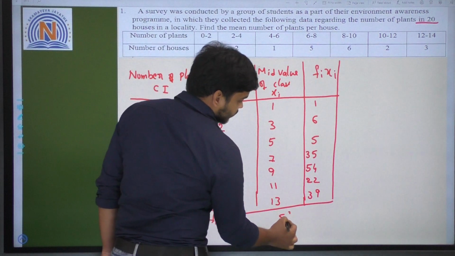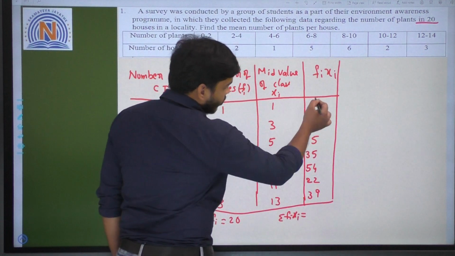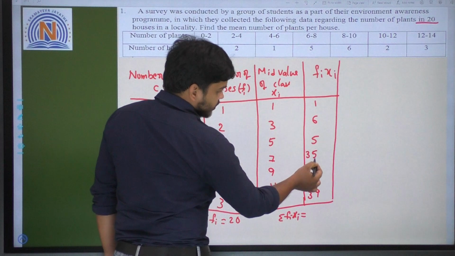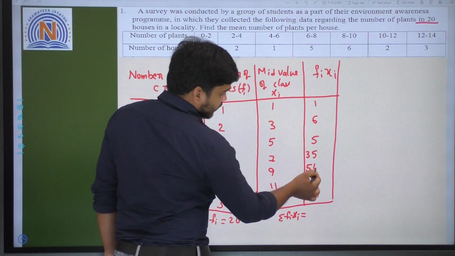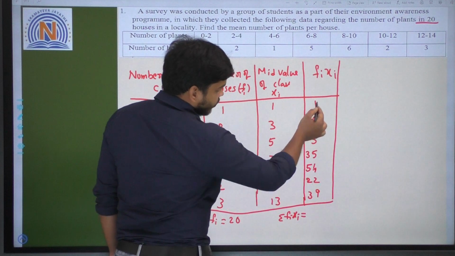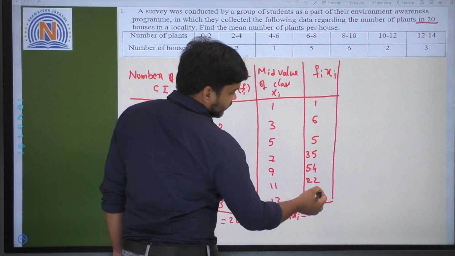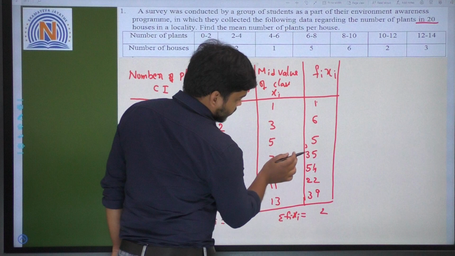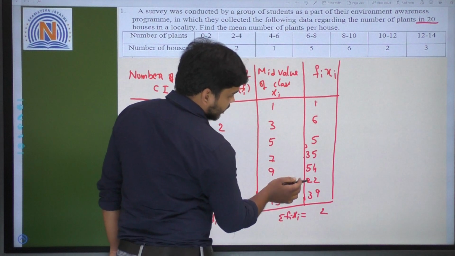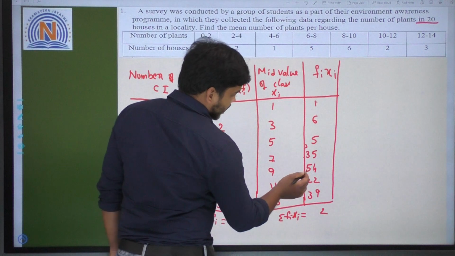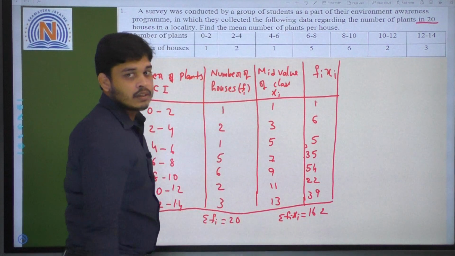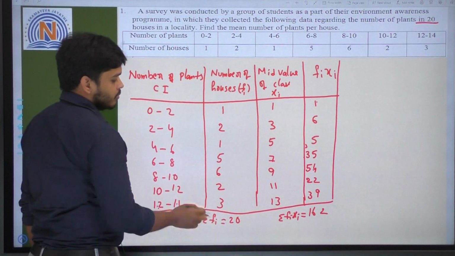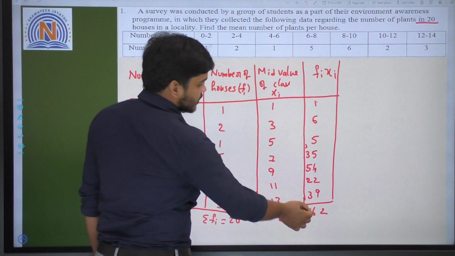Now the sum of fi into xi. Now we need to add all these values. 5 plus 5 is 10, 10 plus 35 is 45, and 45 plus 54 is 99, and 99 plus 22 is 121, 121 plus 39 is 160... So see here children, the sum of this column is 162 and the sum of this column is 20. The sum of all the frequencies is 20 and the sum of fi into xi is 162.